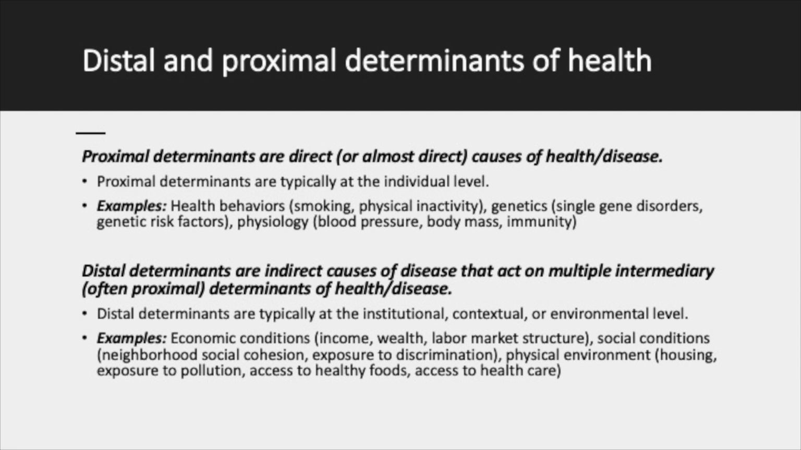We might consider economic conditions such as income, wealth, or even the labor market structure, which is at an even higher level, right? We might think about neighborhood social cohesion or exposure to discrimination. And finally, we might also consider the physical environment, so housing, exposure to pollution, access to healthy foods, access to healthcare, and so on. So distal determinants are happening at a more upstream level, right? And they have indirect effects on health by affecting proximal determinants. And we'll talk a lot more about this in our class discussion this week.